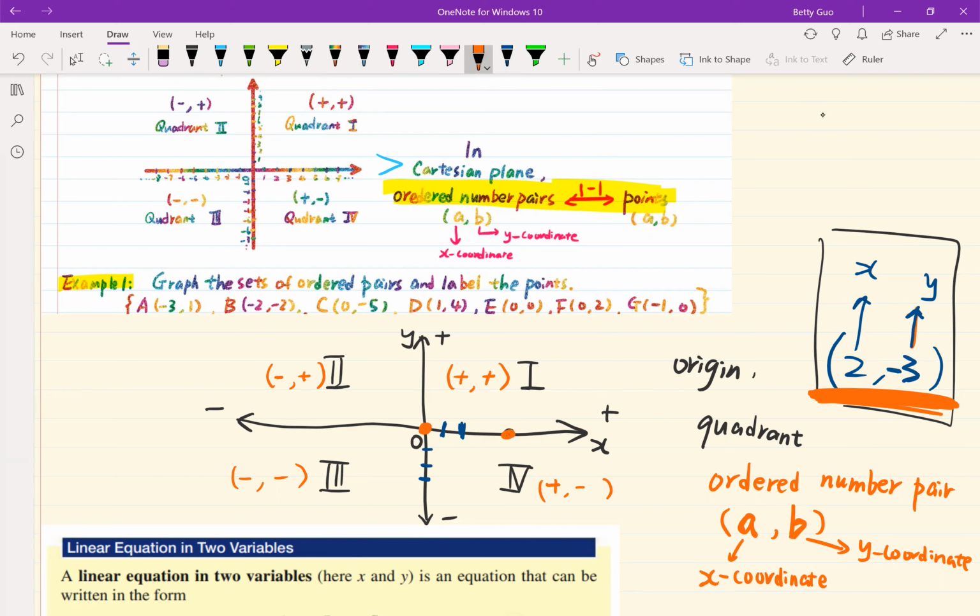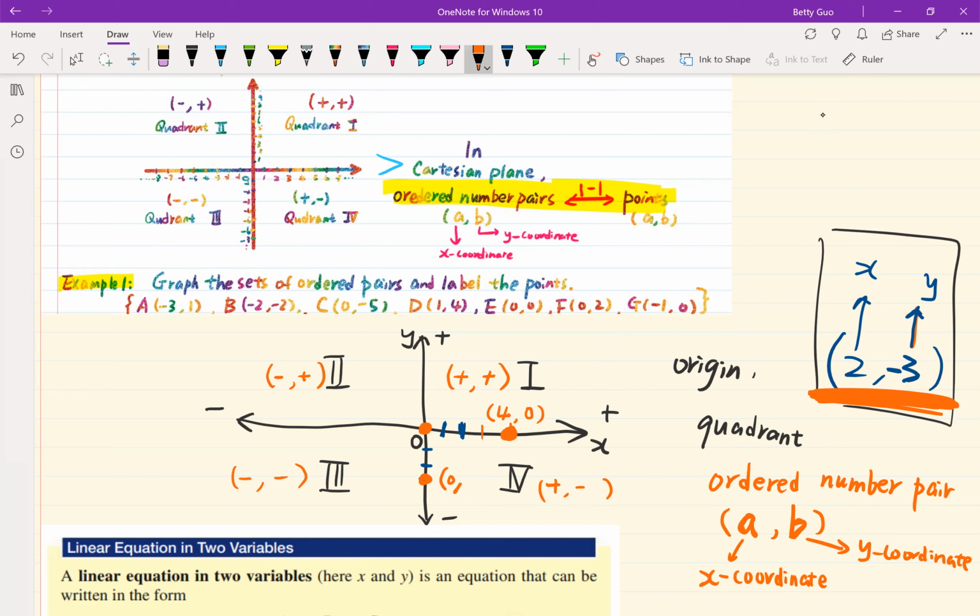For example, this one: 1, 2, 3, 4. It is 4 units to the right, so the x-coordinate is 4. It's not above, it's not below. Vertically, this point is at the same level as the origin, right? So the y-coordinate is 0. So here we have a fact: any point on the x-axis has a y-coordinate of 0, and any point on the y-axis has an x-coordinate of 0.